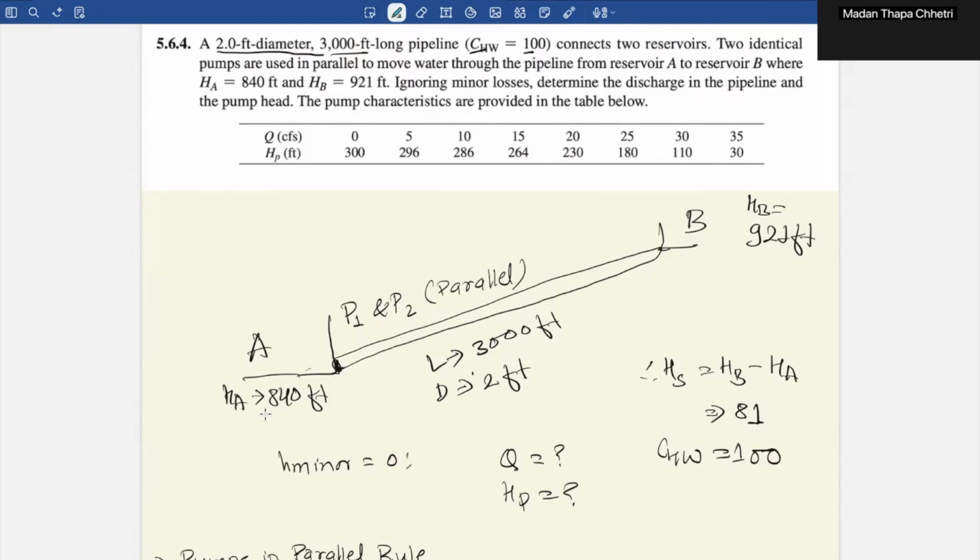HA has head of 840 feet, whereas HB has head of 921 feet. So this question has also mentioned to ignore minor losses and find discharge in pipeline and pump head. One of the important differences here is the use of the Hazen-Williams equation instead of the Darcy-Weisbach Darcy friction factor.